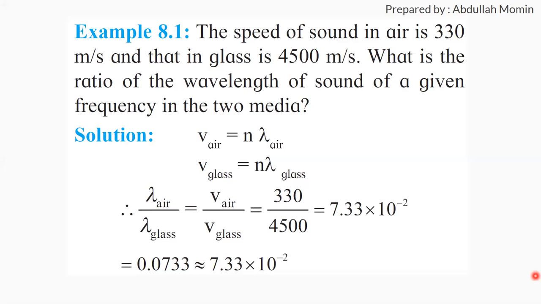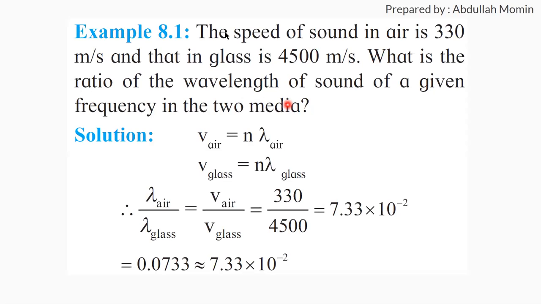And in this video we are going to see the numericals of this chapter. So the very first exercise which is given in your textbook is example 8.1. And the question is, the speed of sound in air is 330 meter per second, and that in glass is 4500 meter per second. What is the ratio of the wavelength of the sound of a given frequency in the two media?